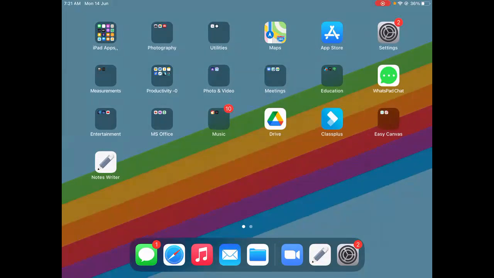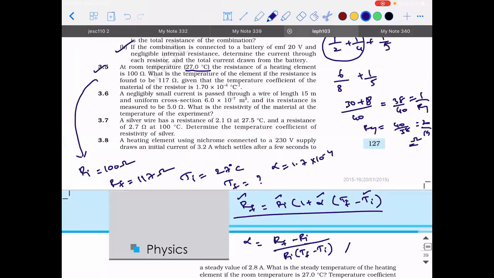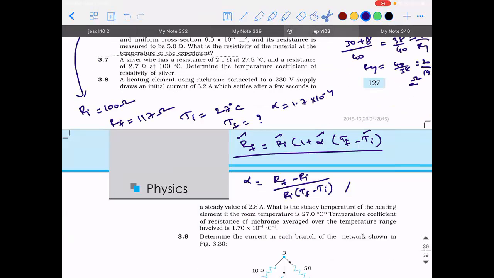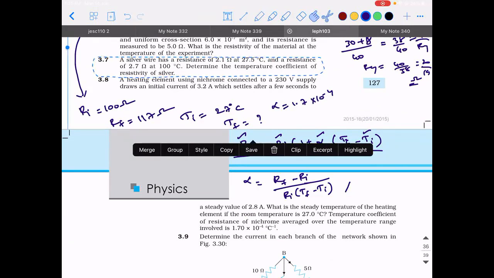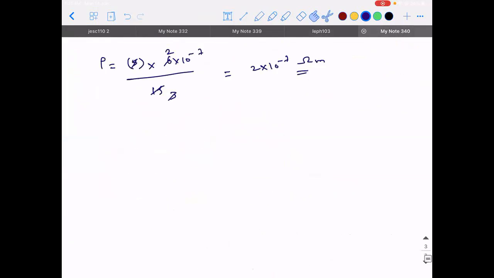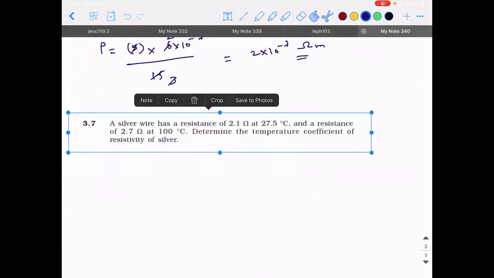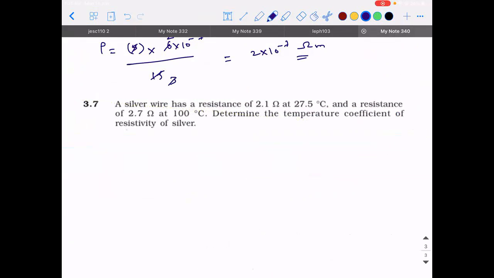So that is 3.6. No, let's do 3.7. So there is a silver wire which has a resistance of 2.1 ohm at 27.5 degrees Celsius and resistance of 2.7 ohm at 100 degrees Celsius. Determine the temperature coefficient of resistivity.